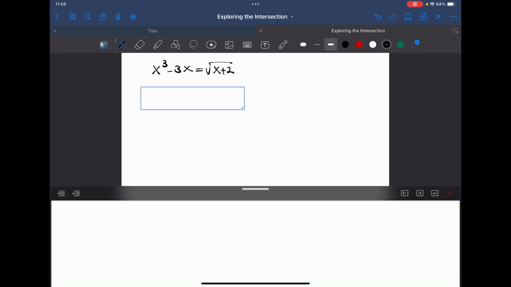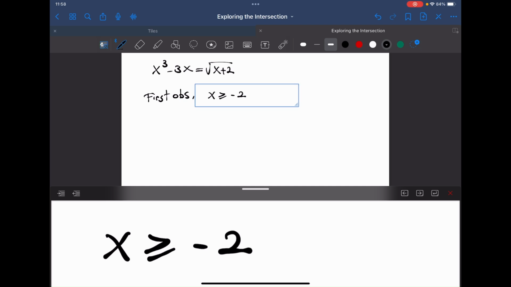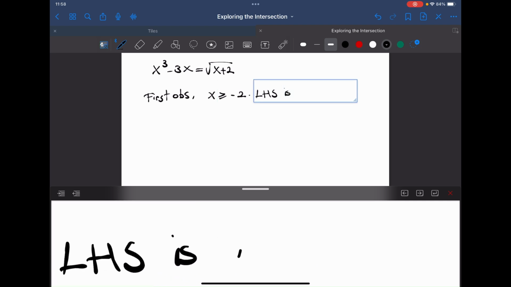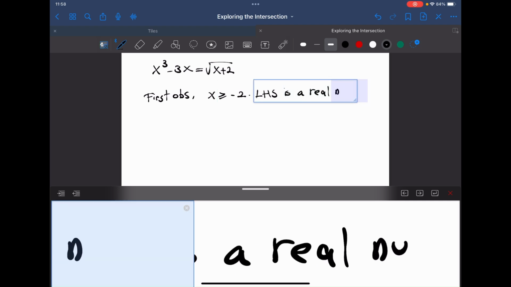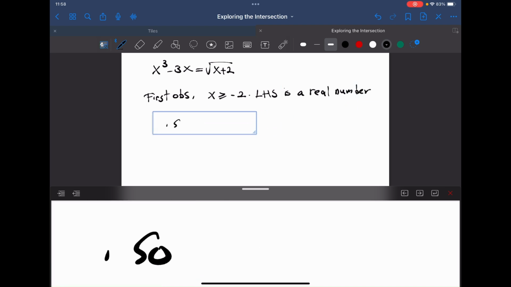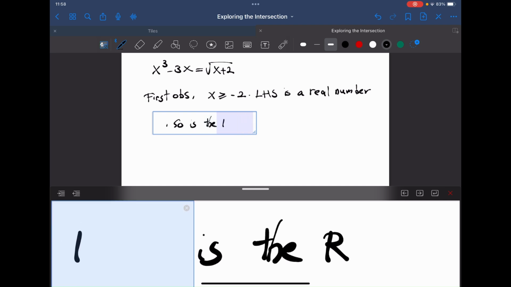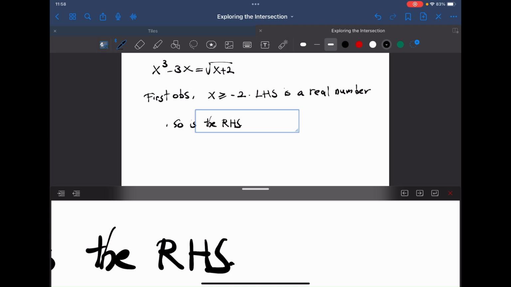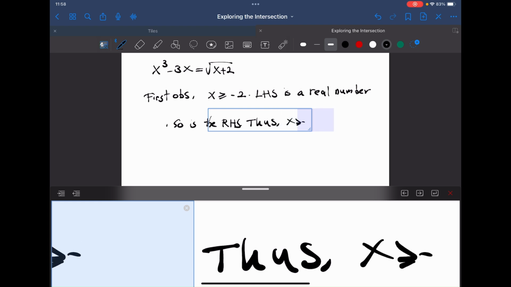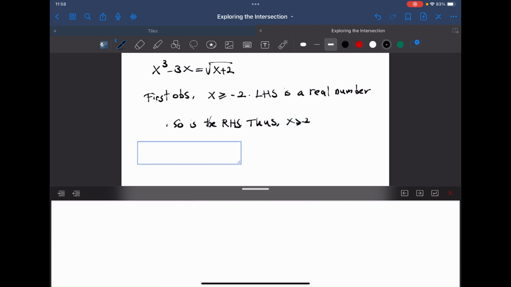And the first observation is that x must be larger than minus 2. And this is because the left-hand side is a real number, and so is the right-hand side. So for the right-hand side to be a real number, we must have x larger than minus 2. Okay, sounds good.